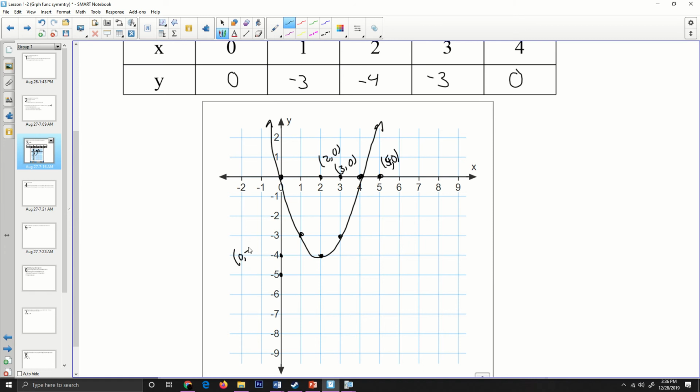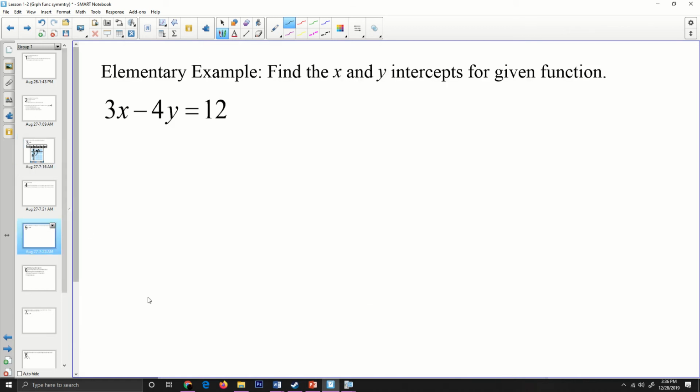It's (0, -4), and this point here is (0, -5). Every point on the y-axis has an x value of 0. And so again, we can leverage that fact to figure out what our y-intercepts are. So as an elementary example here, this is a linear equation.